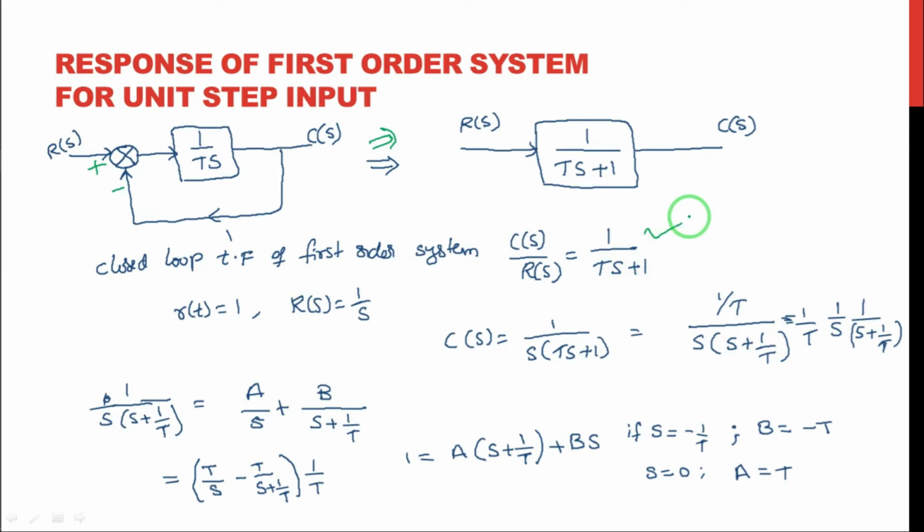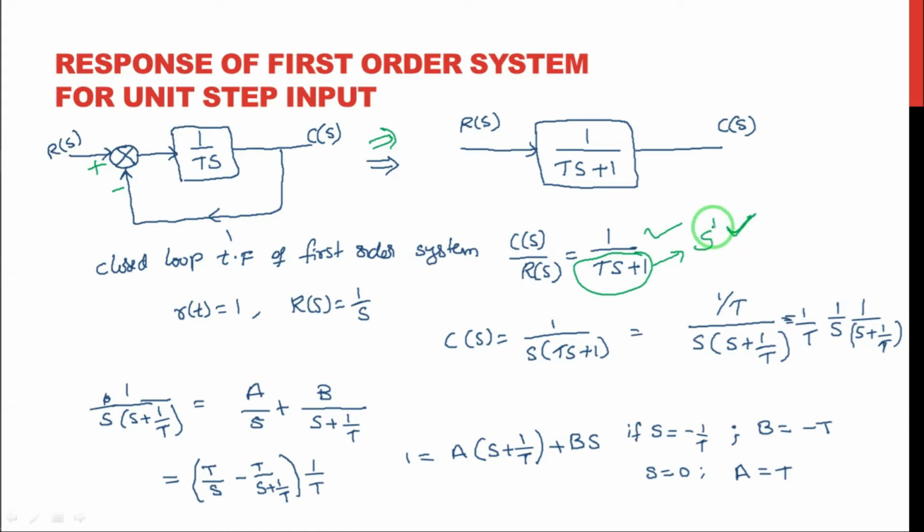So, what is the order of the system? Order means the highest power of S in the characteristic equation is called the order of the system. The denominator of the transfer function is called the characteristic equation. In this characteristic equation, the highest power of S is S power 1. So, the order is 1. This is a first order system, right?